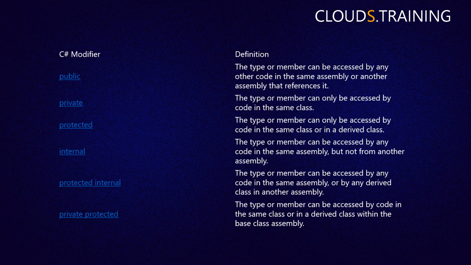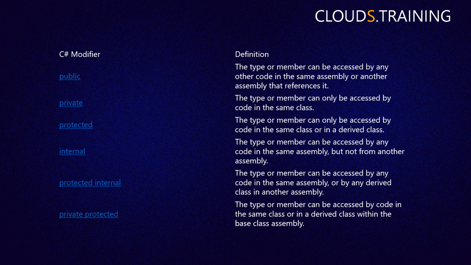Another access modifier is internal. When we define the access modifier as internal, it is accessible within the same assembly. However, it is not accessible by other assemblies. Even if they are referencing our assembly, they cannot access the members which are defined as internal.